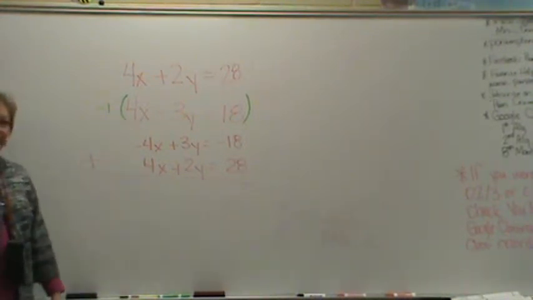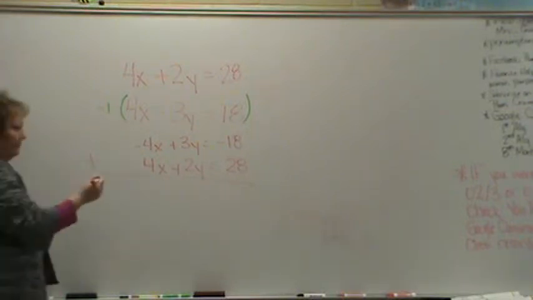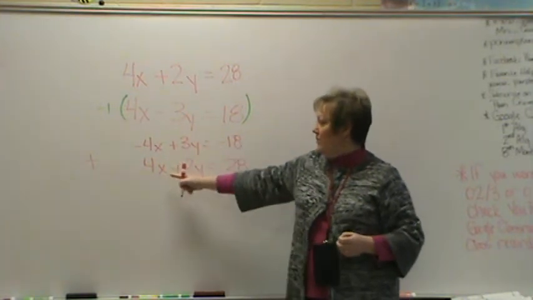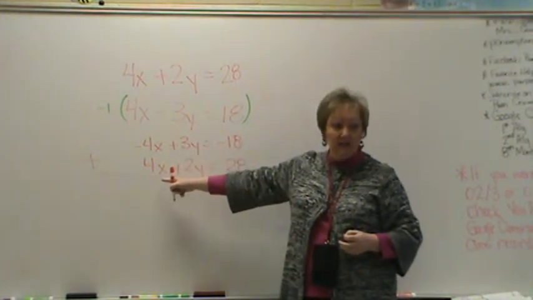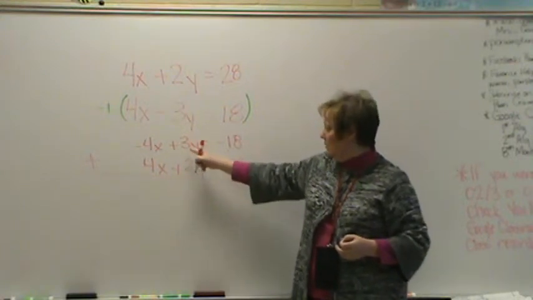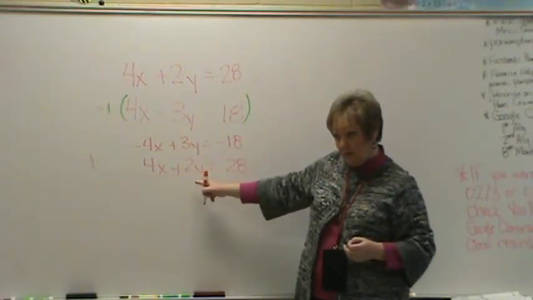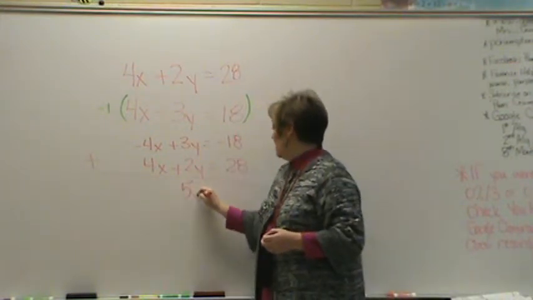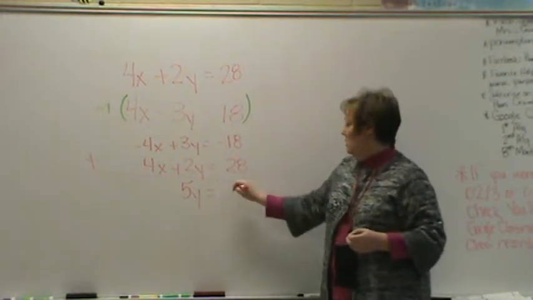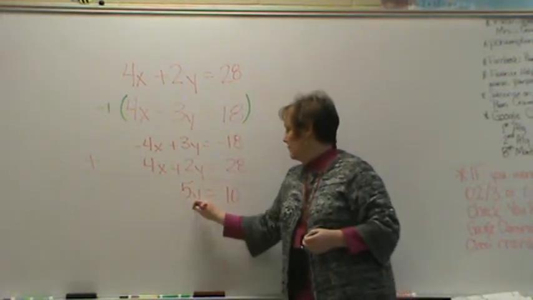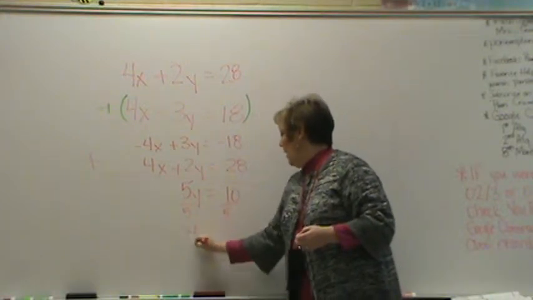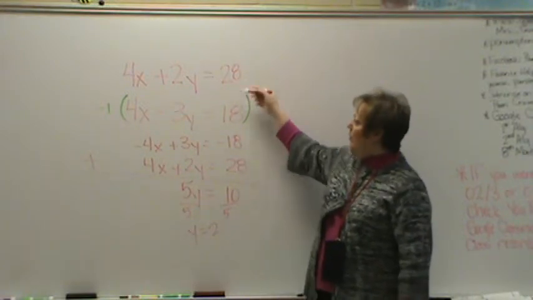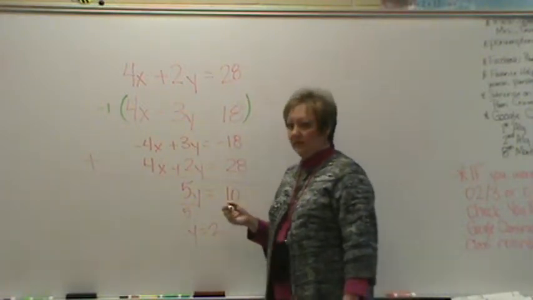So now what? The 4x's give me 0x. I don't need to put that. Then 3y plus 2y is 5y, same signs. 5y equals 10. Divided by 5, that's y equals 2. So then what do I do? Go back to one of your original equations and solve it for x.